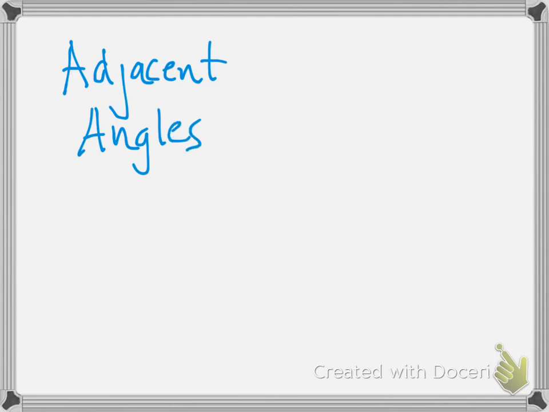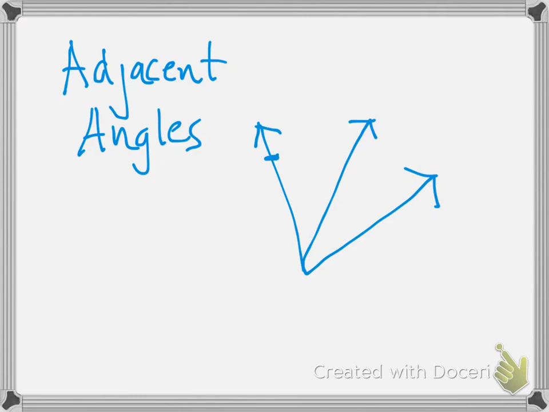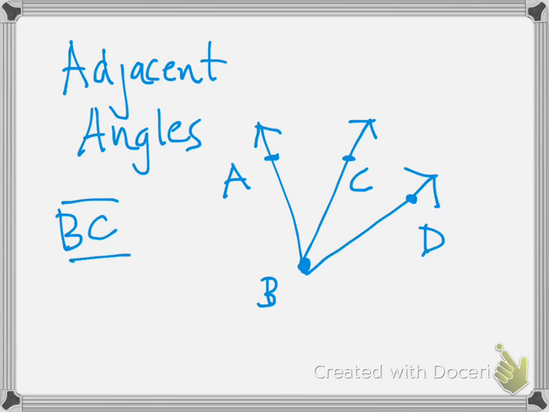Next, we have adjacent angles. These are angles that share a common side. Adjacent means next to. So these angles are right next to each other. So like side BC would be the common side. These adjacent angles, the word adjacent, means next to.